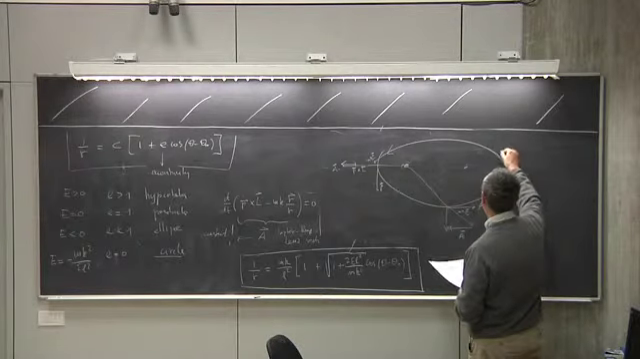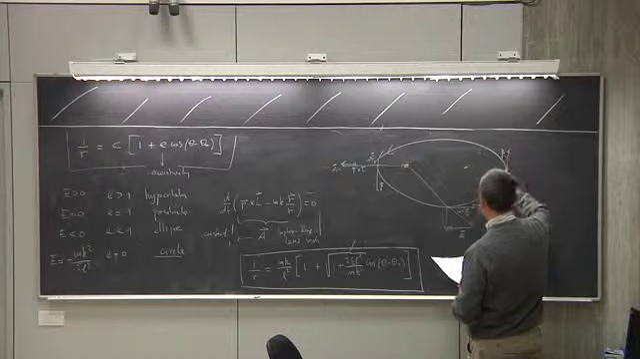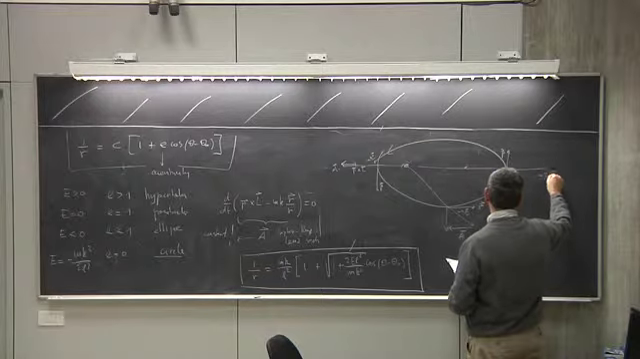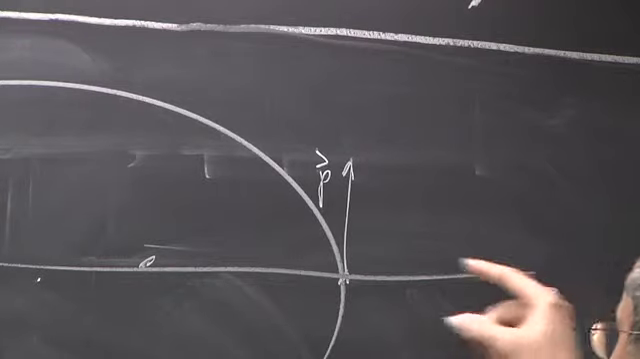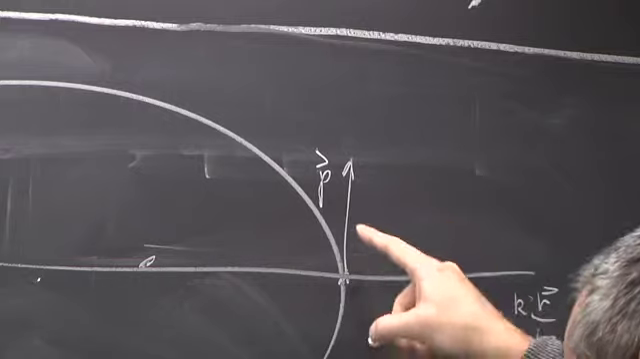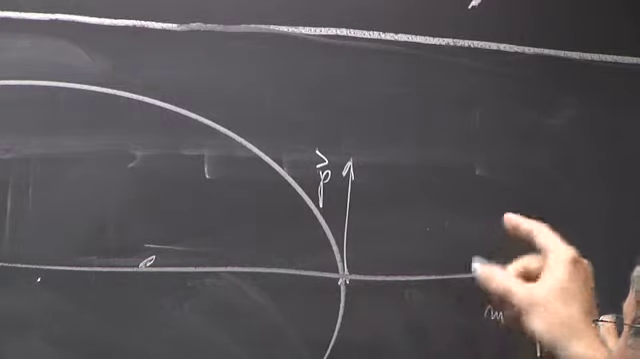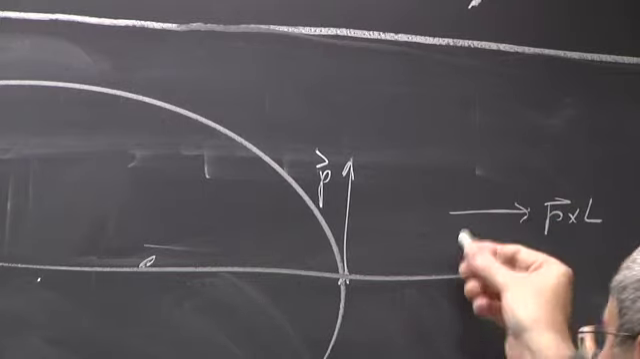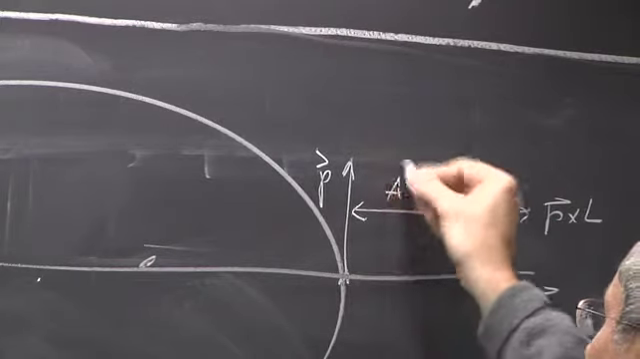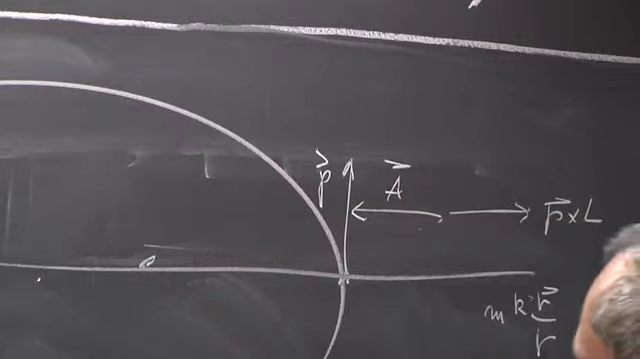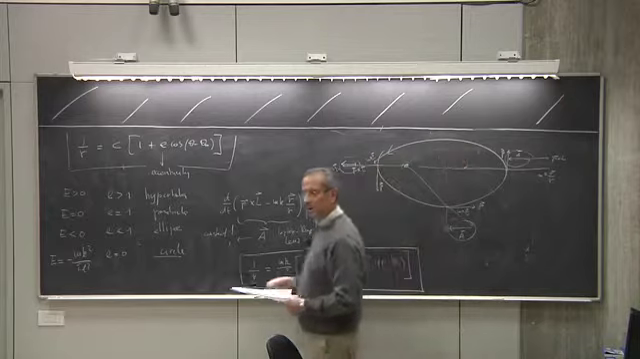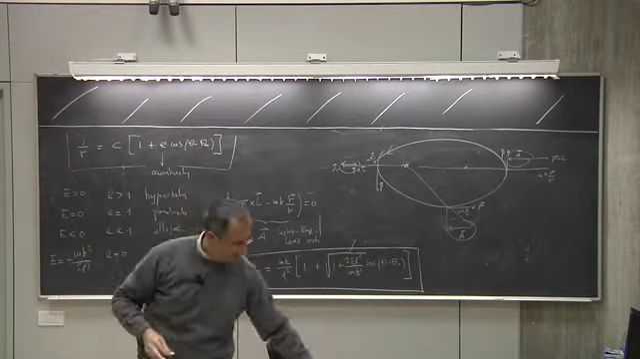Now P is going up, right? And R still is going this way here. So this is M K R over R, right? Now if P is going this way, P cross L is somewhere in this direction. I have to take the difference. So now A is pointing this way. So you see, it just remains the same. It remains the same along the orbit. It's amazing.